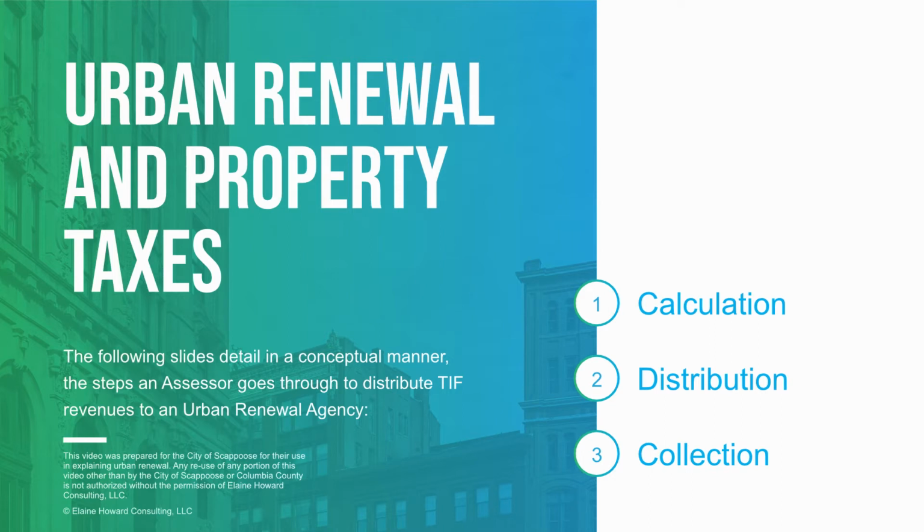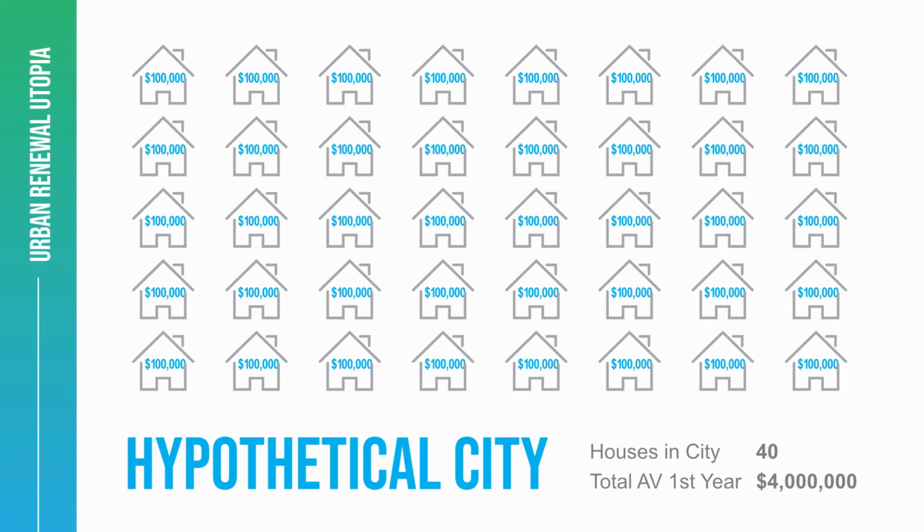This video will provide a conceptual understanding of how an assessor first calculates the amount of property tax revenue due annually to an urban renewal agency. Second, distributes the impact to regular taxing districts through property tax bills. And third, collects the revenue from the regular taxing districts. To build a conceptual understanding of urban renewal property tax generation, we will use a hypothetical city as an example.